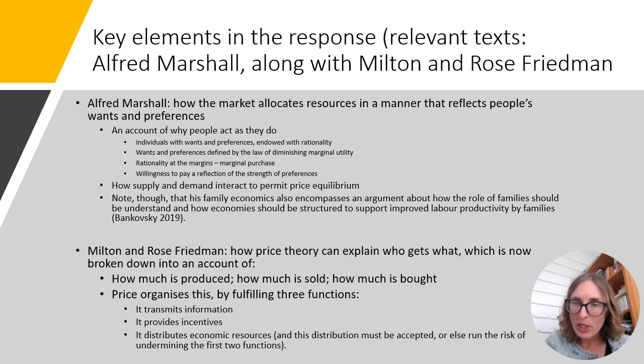As for more recent neoclassical theorists like Milton and Rose Friedman, we find here an account of how price theory can explain who gets what, which is now broken down into an account of how much is produced, how much is sold, how much is bought. Price organises this by fulfilling 3 functions. It transmits information, it provides incentives, it distributes economic resources. And this distribution must be accepted, or else we run the risk of undermining the first 2 functions.